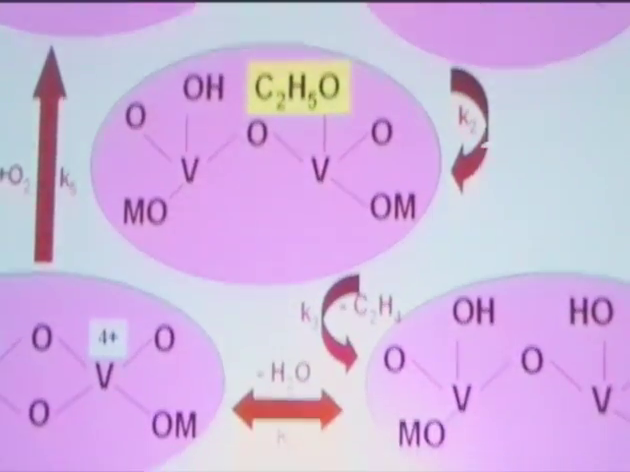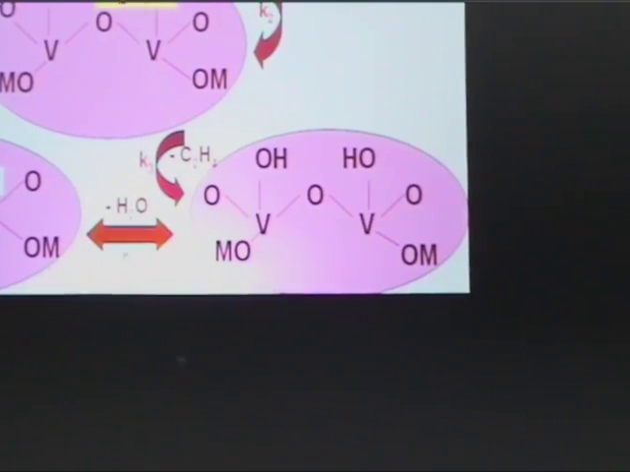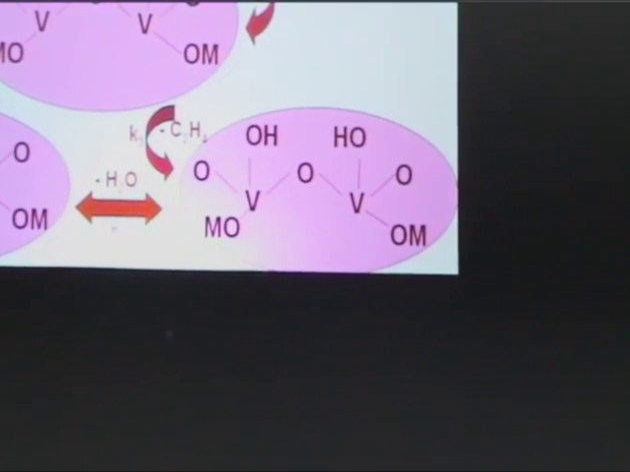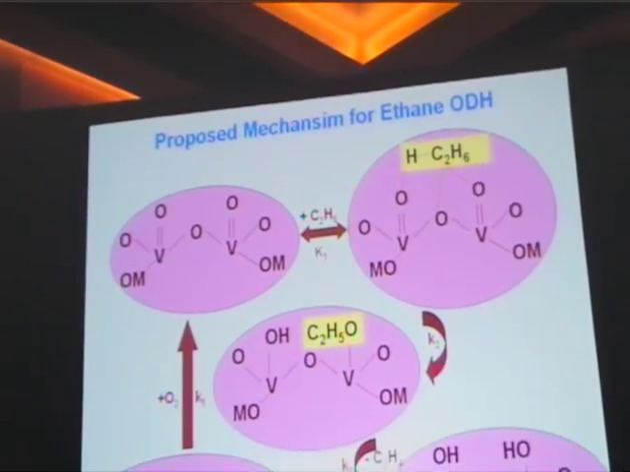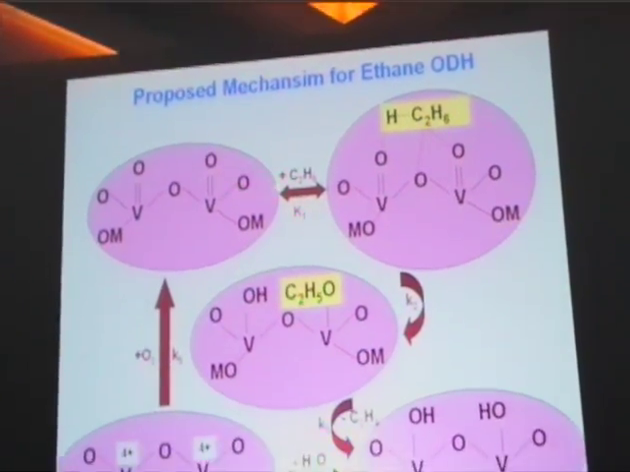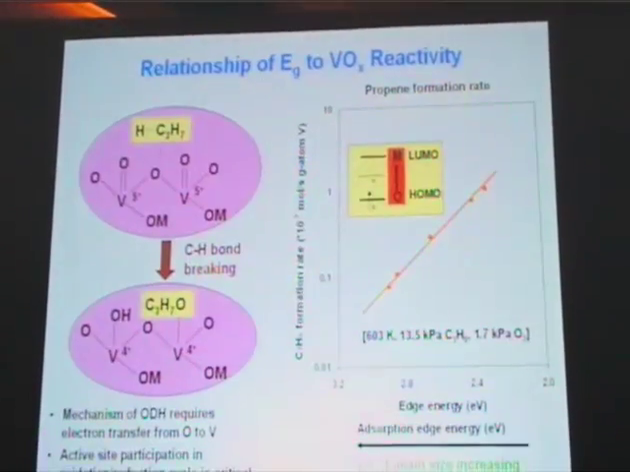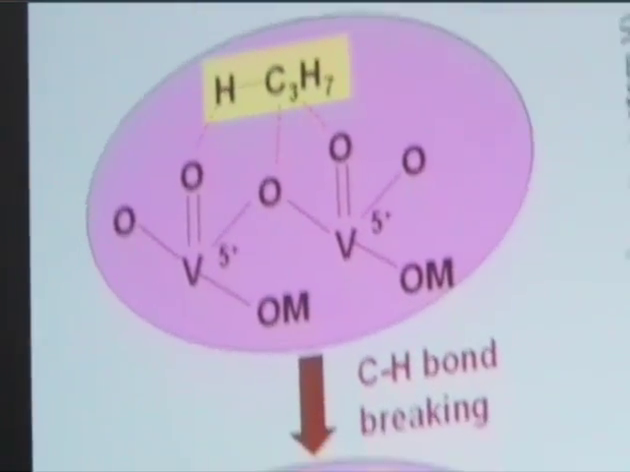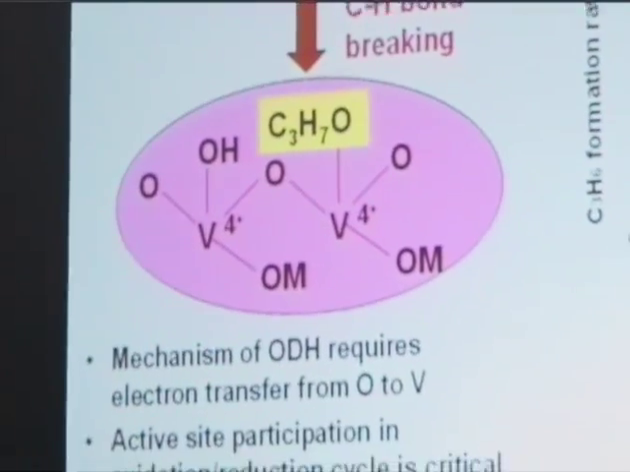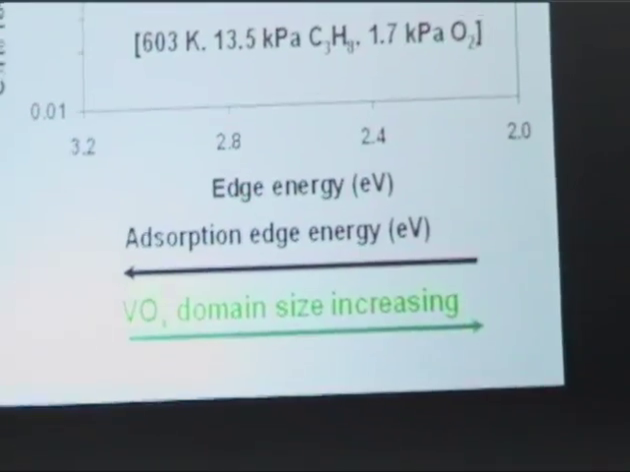And then this is the rate limiting step, we believe. And then you remove a second hydrogen very rapidly and you go around the cycle. But I just want to focus on this piece of the cycle at the moment. So you see that the first interaction, as we conceive of it, is involving a transfer of a hydrogen from this weakly adsorbed alkane. So here's that bit of the cartoon again, showing the critical bond breaking step. And so why should there be a correlation between the activity and the band edge energy?